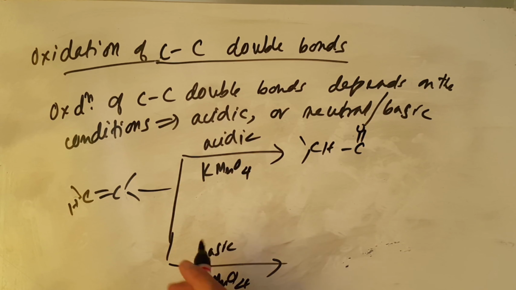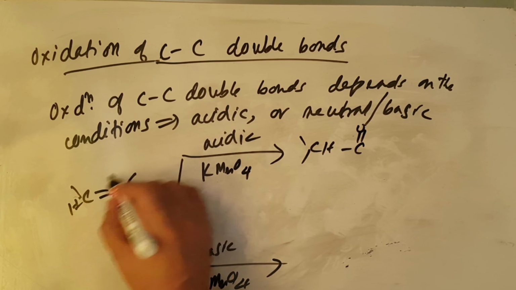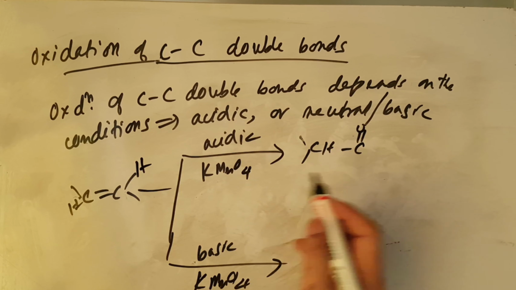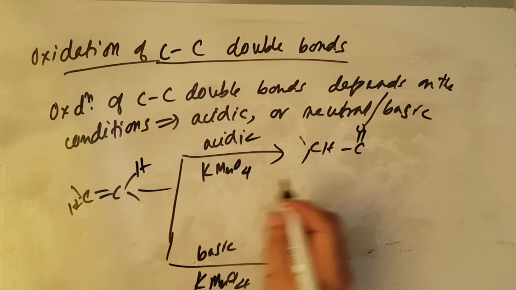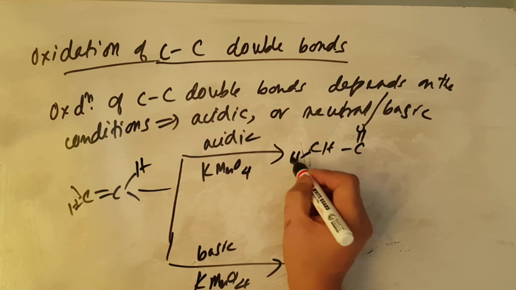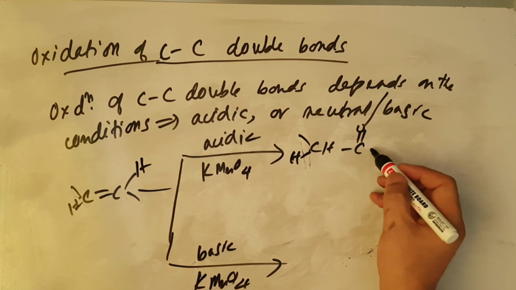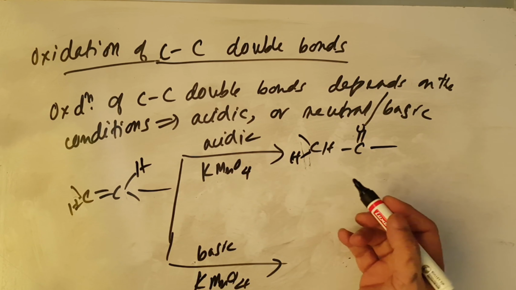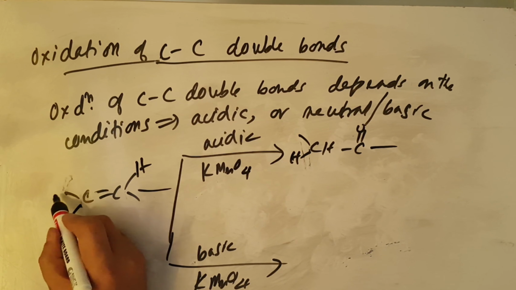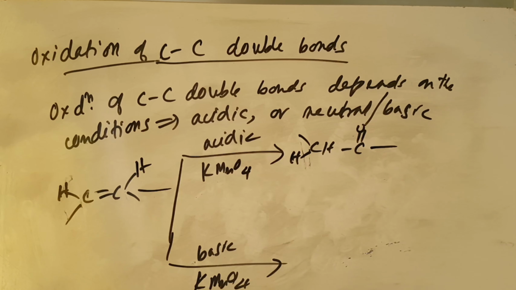So you can have hydrogen here, one hydrogen here, so CH here, and another hydrogen here like this. You get this product like this. This type of addition oxidation takes place on this kind of double bond.